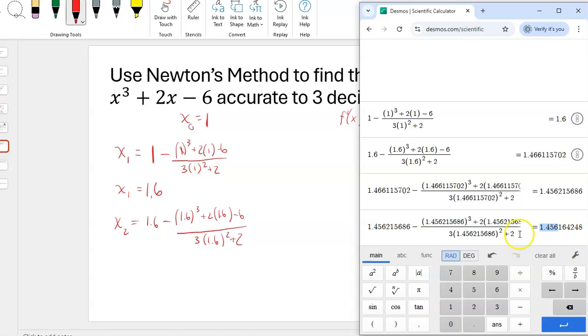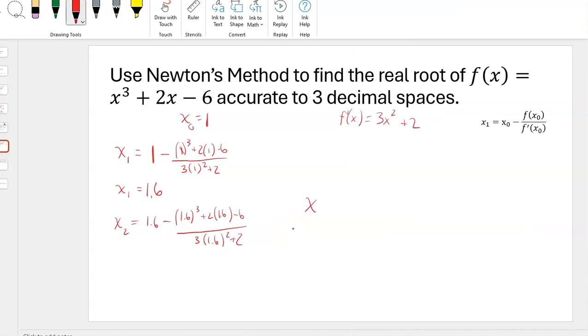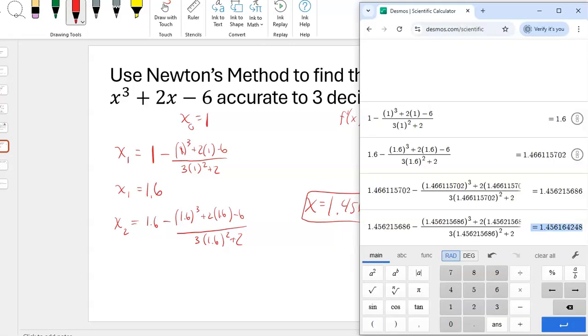So to show your work for this, my expectation for you is that you've shown me the first example, and probably the second one as well. Once we get started into the nasty decimal range, we're going to show our numerical setup and then our final answer. So in this case, our final answer to 3 decimal spaces is 1.456. Showing the setup for the first couple, and then using our calculator to help us get to our final answer.